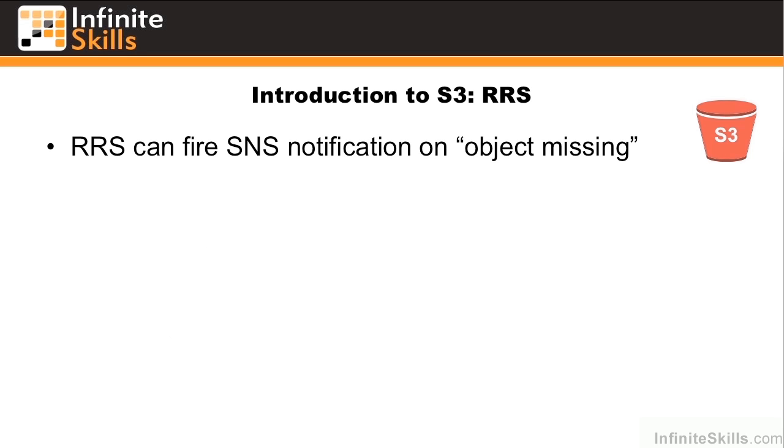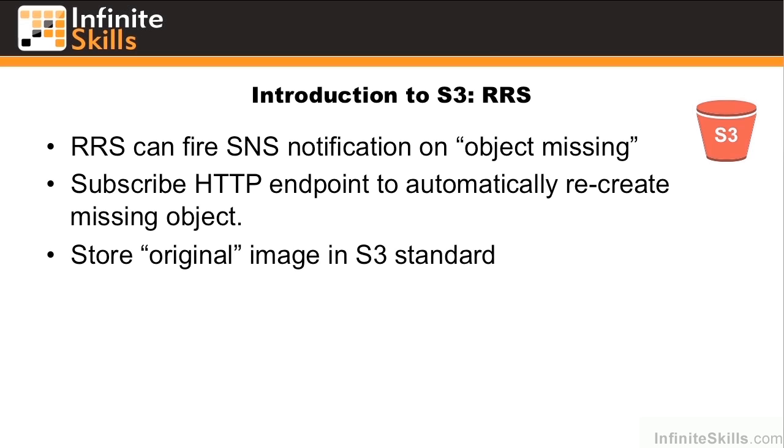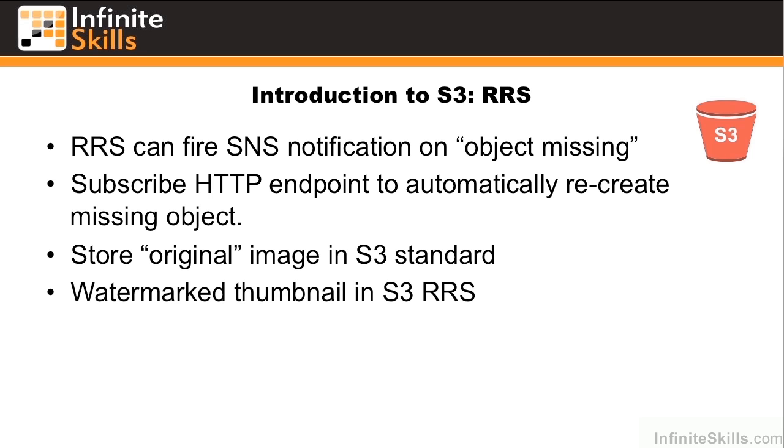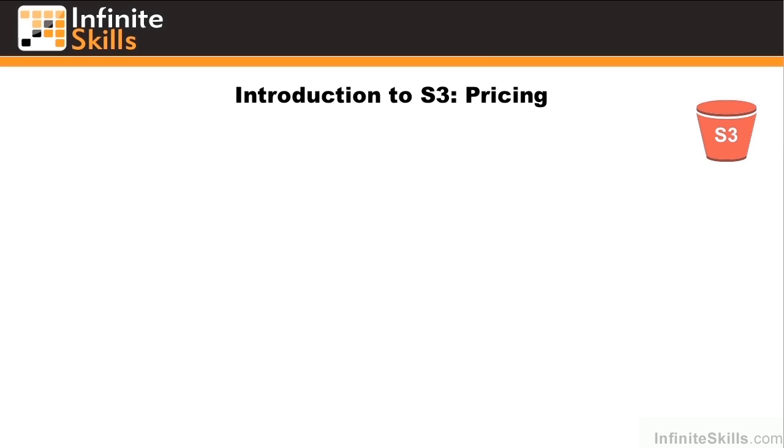Some notes on RRS. RRS can fire SNS notifications when an object does go missing. You can subscribe an HTTP endpoint to automatically recreate the missing object. For example, you could store an original image in S3 standard with 11 nines durability, and then a watermarked thumbnail in S3 RRS. If the watermarked thumbnail ever goes missing, SNS can notify an HTTP service, which can go back and recreate the watermarked thumbnail from the original.